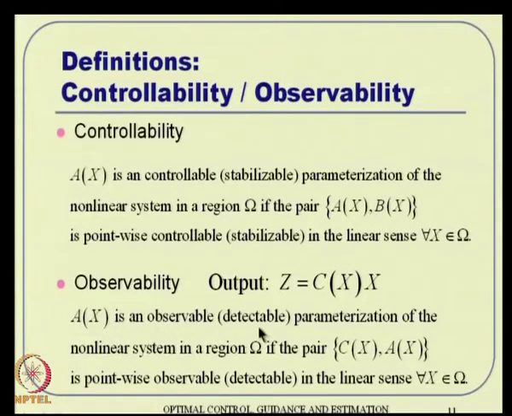Similarly, A of x is an observable or detectable parameterization of the nonlinear system if the pair C of x and A of x is pointwise observable or detectable. In this case you have to talk about an output also, and the output has to be written in this form. So, if A and B are pointwise controllable, then A of x is called a controllable parameterization, and if the pair C of x and A of x is detectable or observable, then A of x is called an observable parameterization.